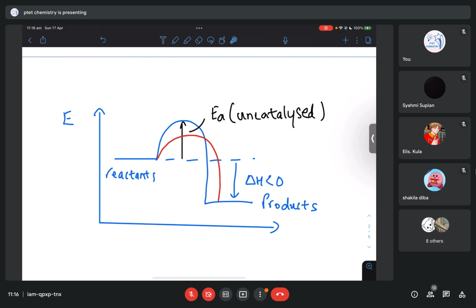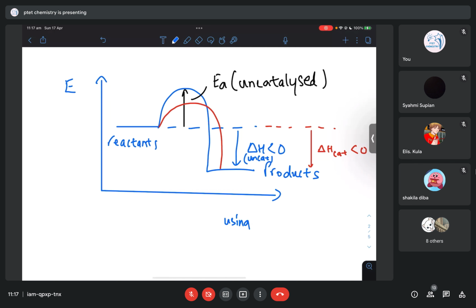So my reactants and products energy levels are still the same. Whether I use a catalyst or not, the enthalpy change remains the same. You will see, let's say this is catalyzed, this is still less than 0. And the blue one is uncatalyzed, that is still less than 0. So this is one of those multiple choice questions: using a catalyst will not change delta H, as you could see from the diagram.